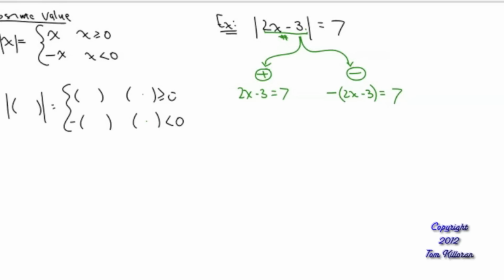That's by pure definition of what it means to be an absolute value. All right, we can solve the first one. Add 3, divide by 2. So this one gives us x is equal to 5.